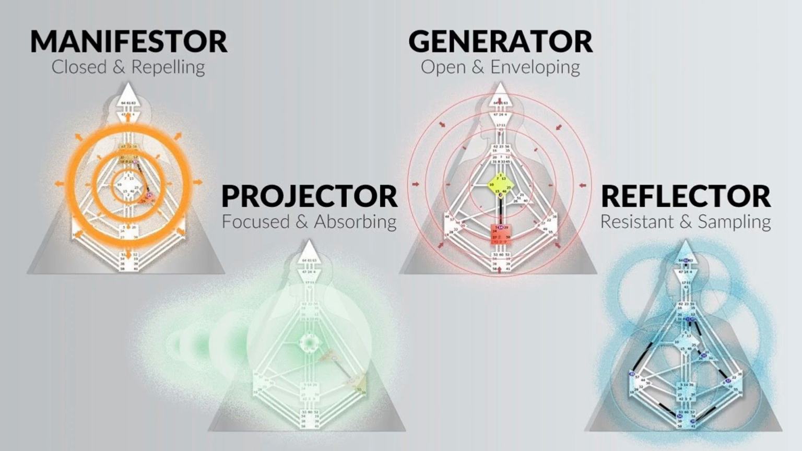The projector. The projector aura type is considered to be focused and absorbing. The reason they're so focused and absorbing is because this aura type is designed to get to the core of other human beings and anything in the world. It's focused on getting to the core of something. So it needs to be able to penetrate, cut through to whatever catches their attention and whatever they're interested in. So I would compare this energy type to a knife.